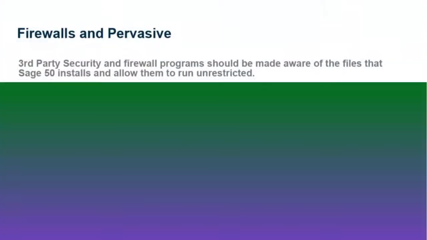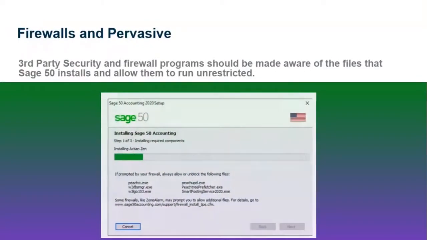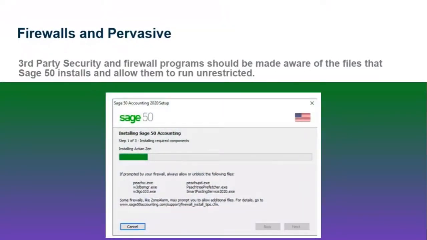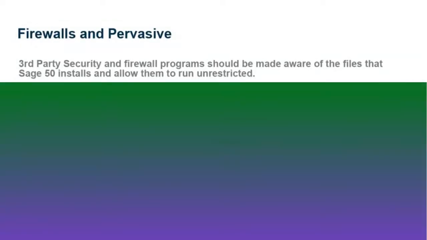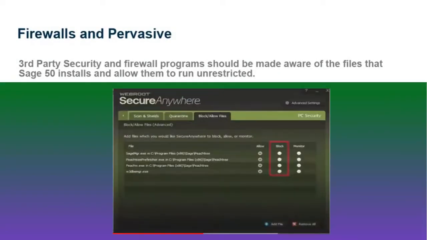Often it is the third-party software and firewalls that cause a lot of trouble in Sage50 initiation. Software like Zone Alarm, Symantec, and Webroot SecureAnywhere should be made aware of the files that Sage50 installs and allow them to run unrestricted, including Pervasive PSQL. You might need to remove the blocked link of any Sage50 file in your firewall.